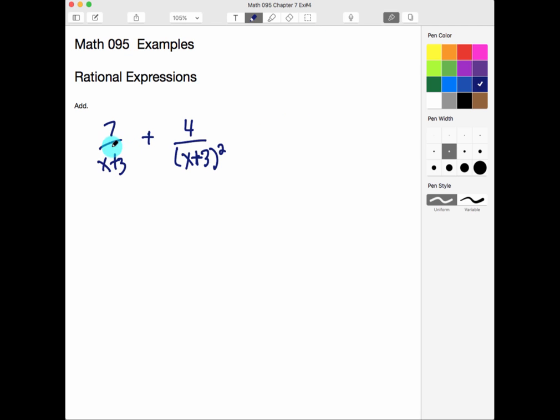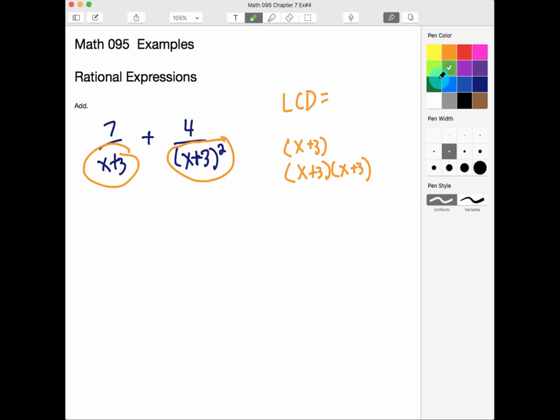So what I need to do is look at each of the denominators here. So there's an x plus 3 and there's an x plus 3 squared. And I need to come up with a least common denominator for these denominators. Conveniently, this is an x plus 3, and then the second fraction is just a squared version of the first fraction. So if I looked at the first denominator, x plus 3, and I looked at the second denominator, x plus 3 times x plus 3, because that's what squared means.